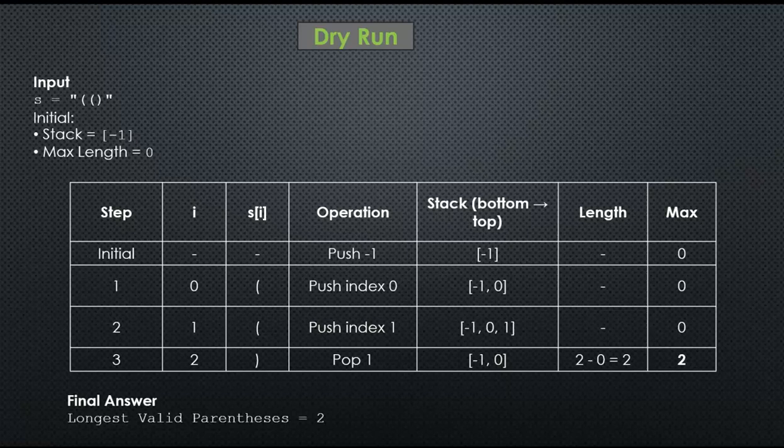Step number 2, look, it is again an open parenthesis. I push the current index 1. So stack becomes -1, 0, 1. No update for max. Step 3, look, the input is close parenthesis. If it is close parenthesis, I will pop the topmost element of the stack. So 1 is removed and the stack becomes -1, 0. Now I calculate length as 2 minus 0. 2 is the current index, 0 is the top element of the stack. So 2 minus 0 becomes 2, which is max. End of the string, the answer is 2.